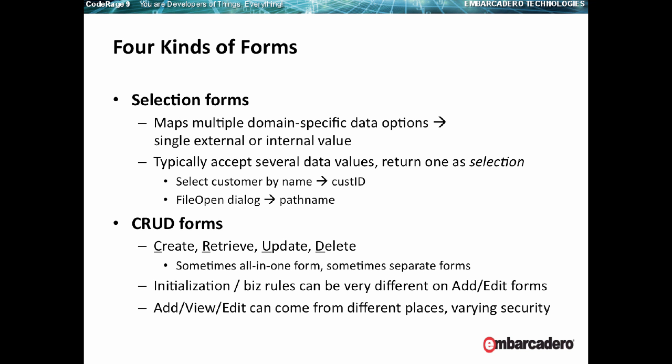Now there's 2 other types that are a little more interesting that we're going to focus on here. Selection forms are forms that map multiple domain-specific data options into a single external or internal value. And these things typically accept a whole bunch of different data values, and then they return one as a selection. For instance, select a customer by name. You give it a list of 487 customers, and it gets back one customer ID. Or a file open dialog is another good example. You browse through your file system and it returns one path name.